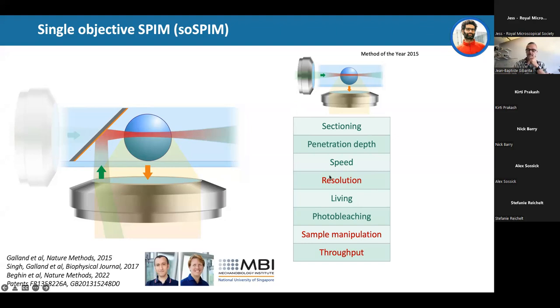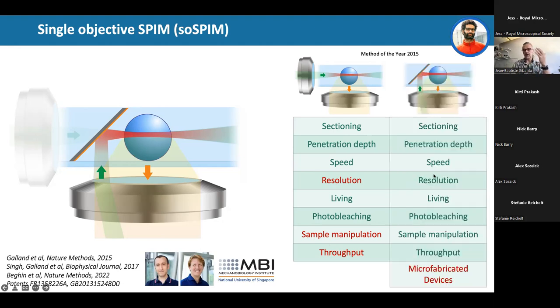However, it has limited abilities, which are mainly due to the fact that we are using more than one objective, which puts a strong physical constraint around the sample. One of the limits is that having at least one high numerical aperture objective is a bit complex, so the resolution can be limited. Another important limit is sample manipulation. Access to the biological object is a bit complicated, and of course the throughput is also limited.